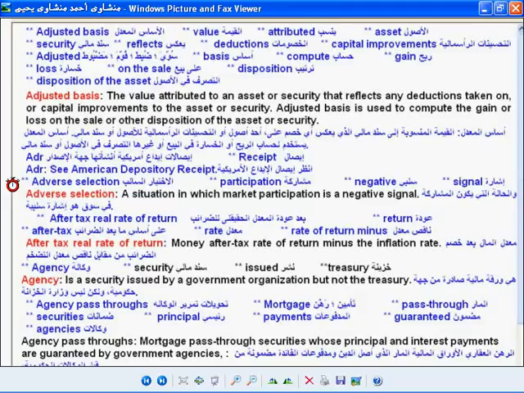Adverse selection, a situation in which market participation is a negative signal.